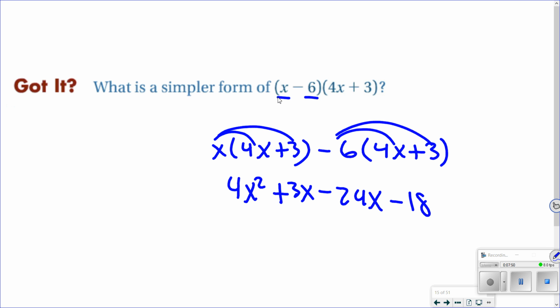Okay, if there's any like terms, combine them, and those two are like terms. So I'd end up with the 4x squared minus 21x minus 18. Okay, there's our simplified form.